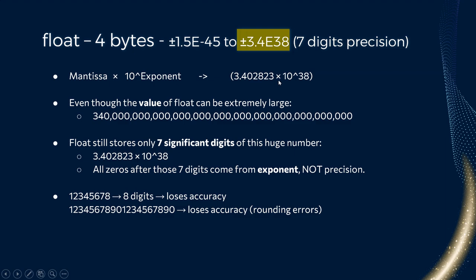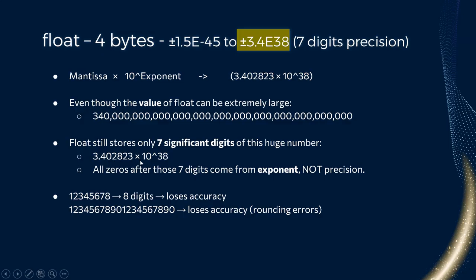I have noted it down here: 3.402823 into 10 to the power 38. The 7 digit precision means the digits before the multiplication sign, so there are 7 digits, 1 2 3 4 5 6 7. You can take only 7 digits. Here is one more interesting thing: even though the value of a float can be extremely large, plus minus 3.4 e to the power 38, which is a very big number, when we say 7 digit precision, it means it can take only 7 digits, not more than that.